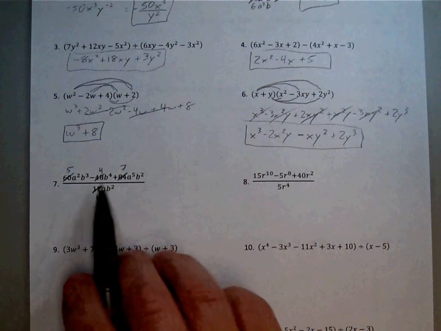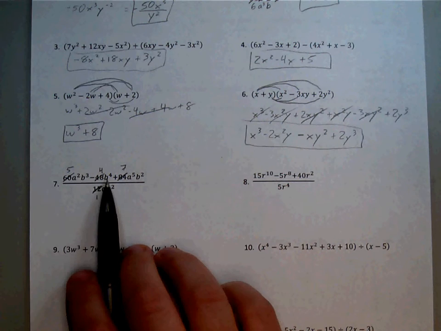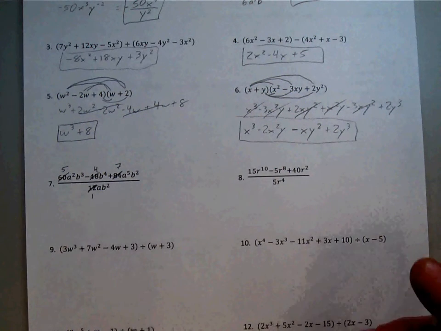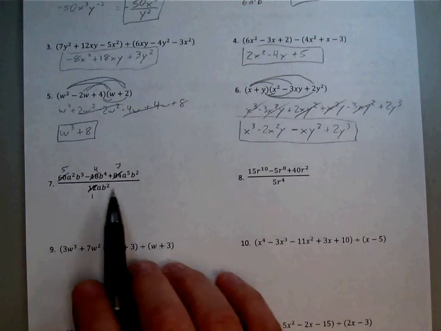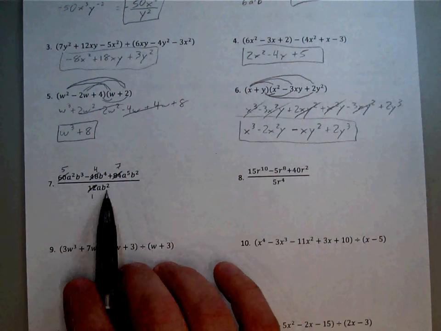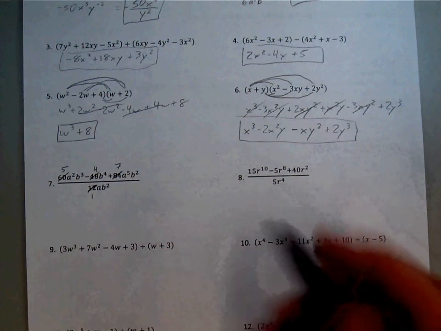Now a's, I see an a squared. There is no a in the next term. So there is not an a in every term. I can't cancel out any a's. As for b's, I have b cubed, b to the 4th, b to the 2nd, b to the 2nd. The most I can pull out is b squared.